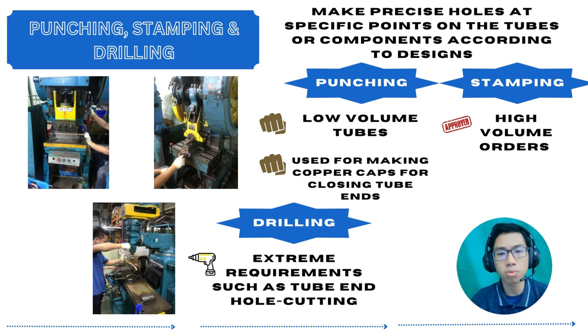Punching is also used for making copper caps for closing tube ends, and for certain extreme requirements such as tube and hole cutting, the drilling machine suits the task. So these three images represent the punching, stamping and drilling processes.